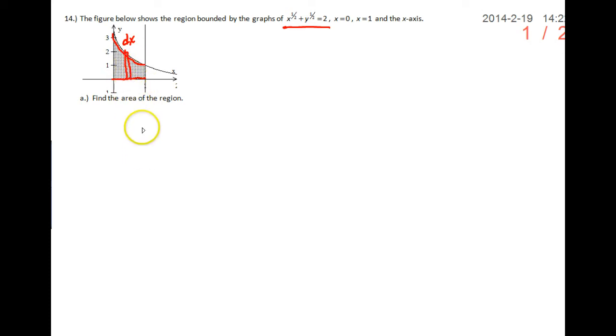Remember, area of the region is just taking the integral of the height of the dx with respect to x. So the height of the dx is just the upper boundary of the region, which is the curve, minus the lower boundary of the region, which is 0. So the curve, it's x to the 1/2 plus y to the 1/2 equals 2. However, this does not work. If we're going to use a dx, we need to have the equation in y equals form.